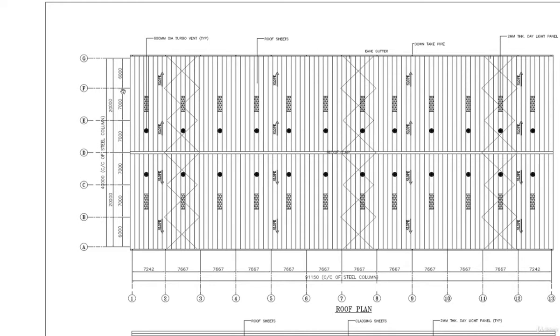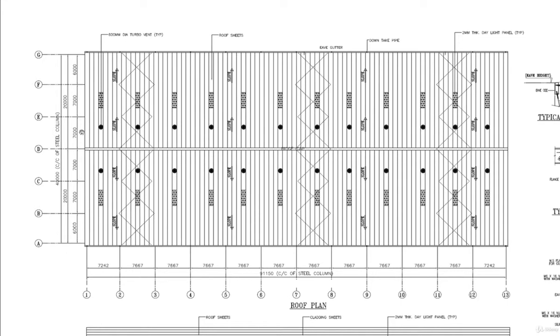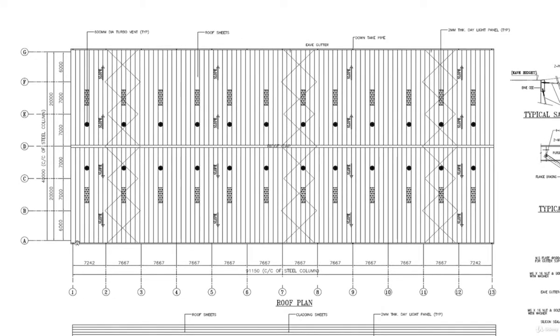Here you can see that there are some numbers: 6 meter, 7, 7, 7, 7 meter and 6 meter. So this is basically the gable end of the PEB shed. We have two gable ends here, along grid 1 and along grid 13. Here you can see one gable end and this is the other gable end.